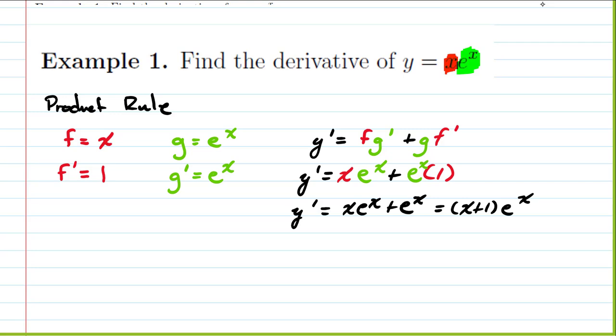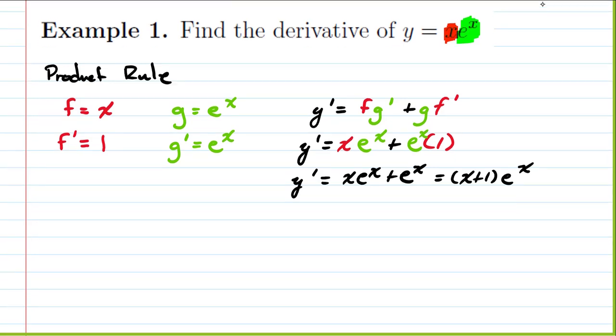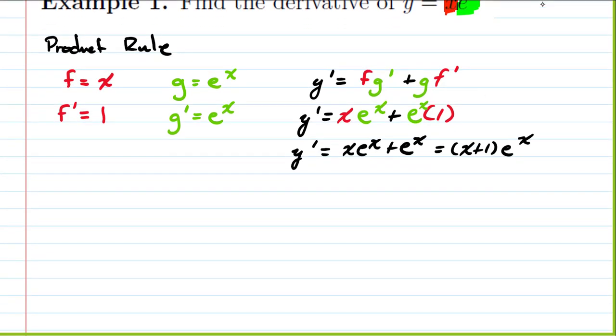So basically, to use the product rule, we identify our factors, f and g. We calculate each of their derivatives, f prime and g prime. And then we just plug them into our formula, f g prime plus g f prime, and simplify, and we're done. So this is our theorem for taking the derivative of a product.